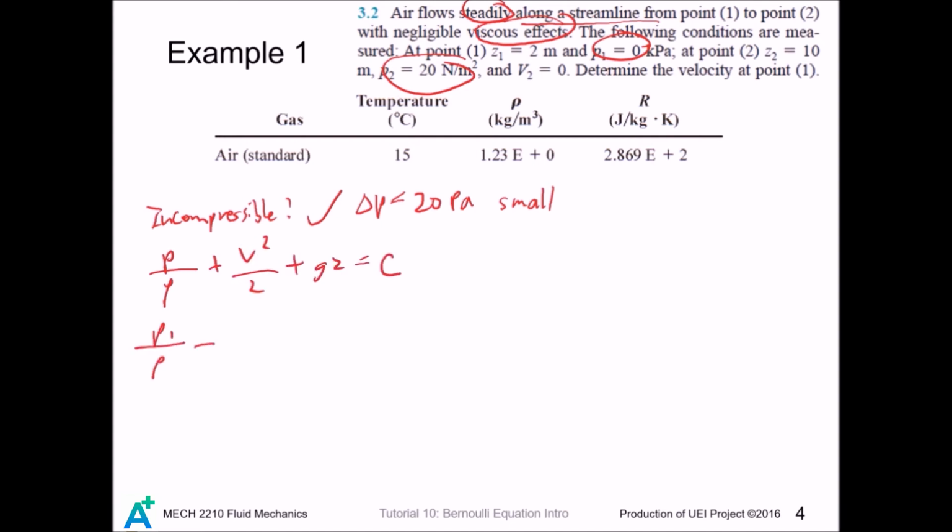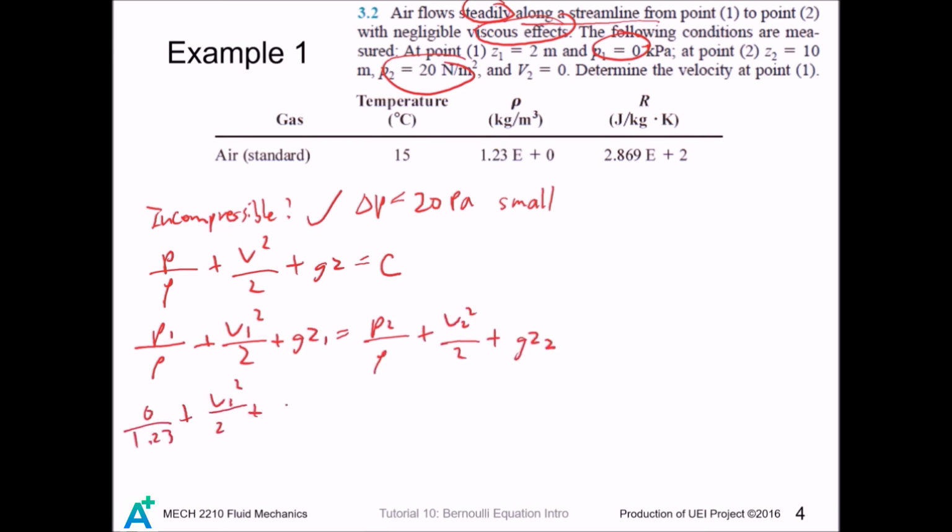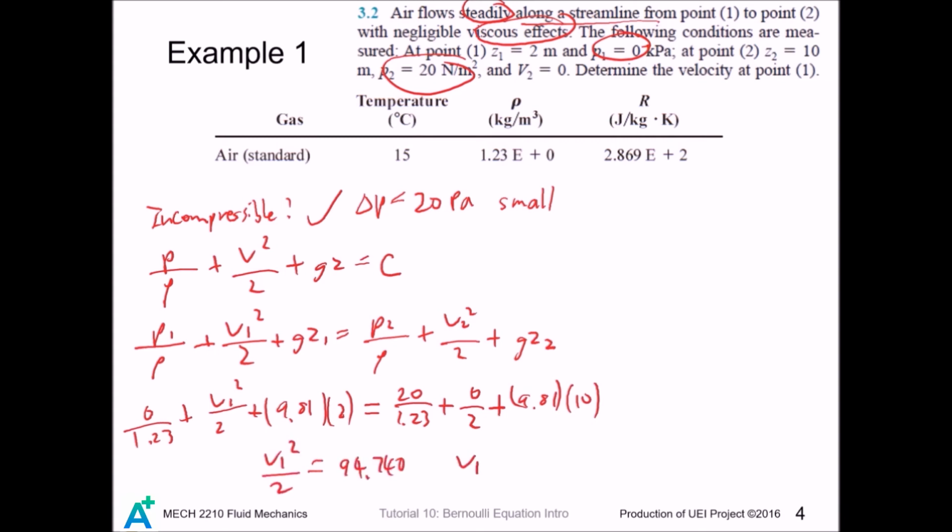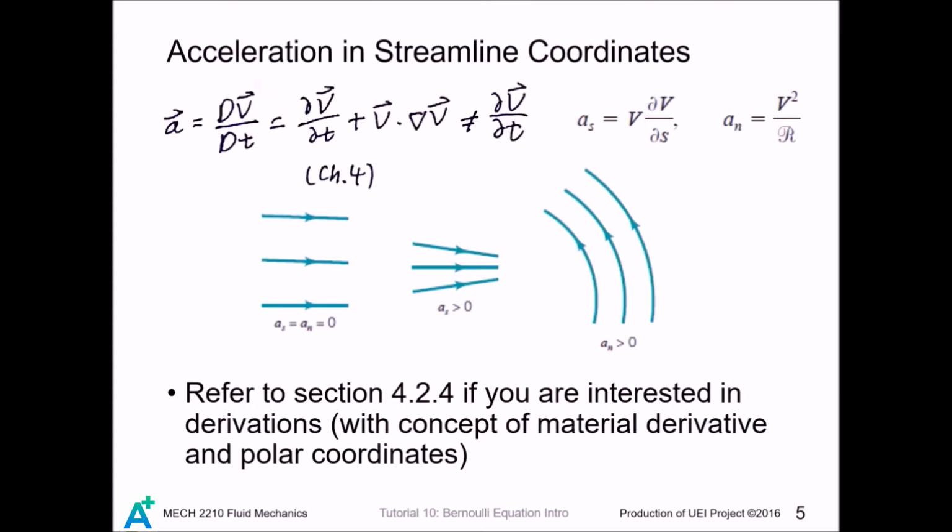And that means for points 1 and 2, we substitute in the values. So we have, and we continue to solve for V1, and we are done with this easy example.